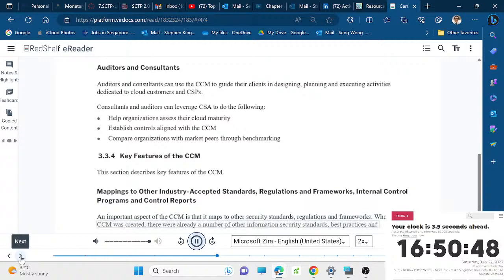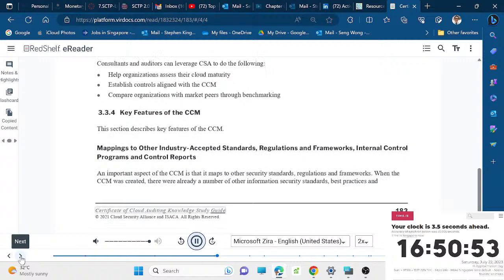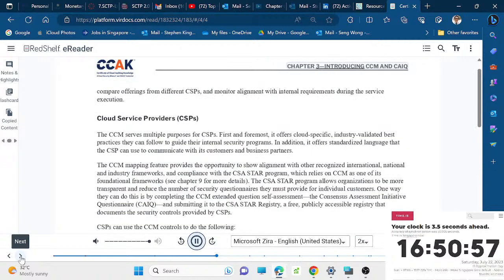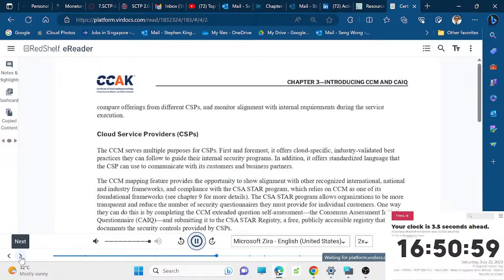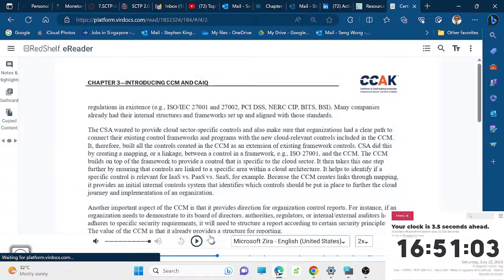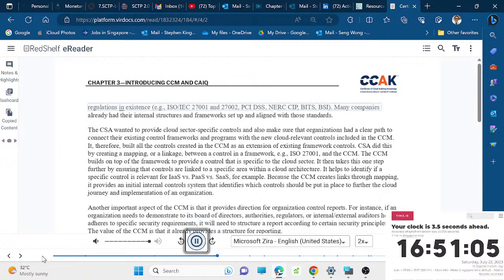When the CCM was created, there were already a number of other information security standards, best practices, and regulations in existence, for example ISO/IEC 27001 and 27002, PCI DSS, NERC CIP, BITS, BSI.